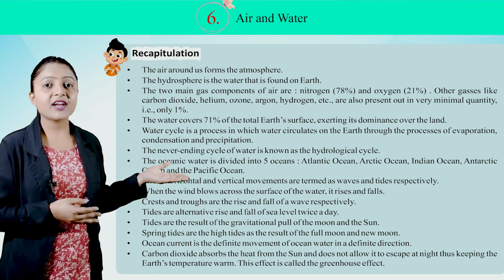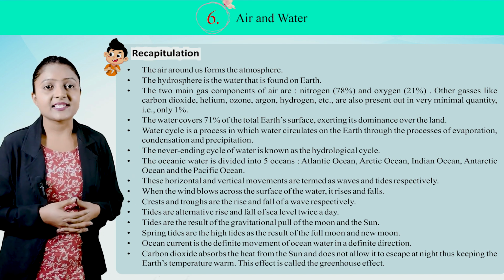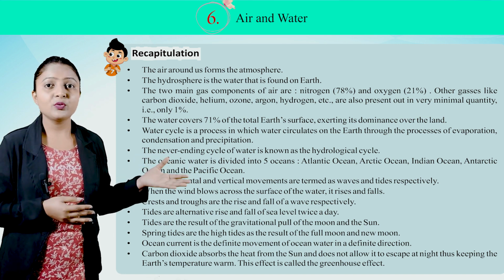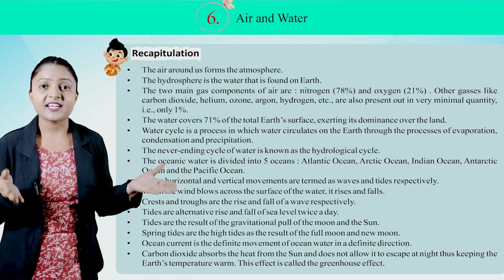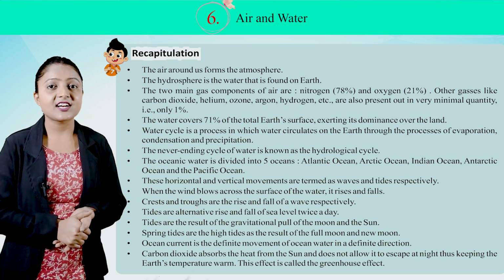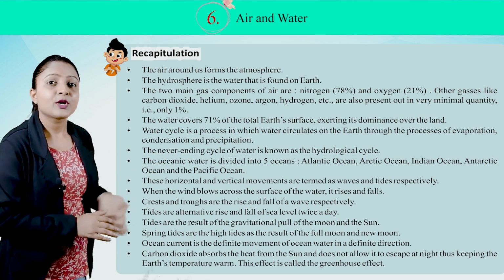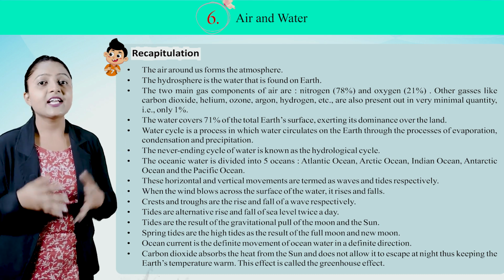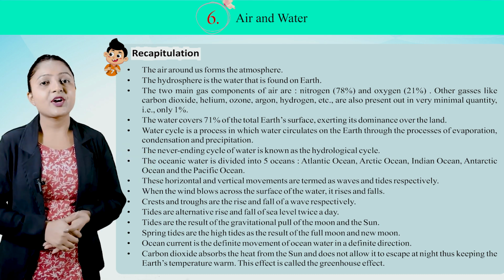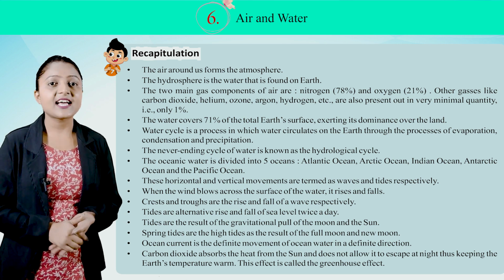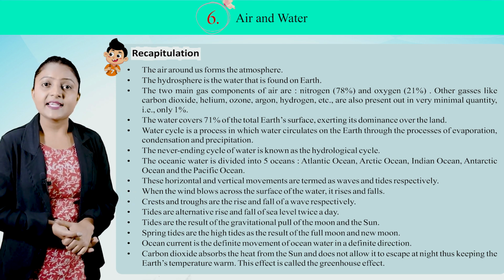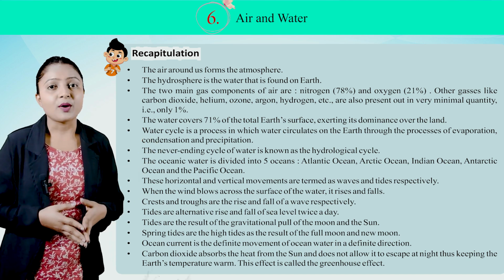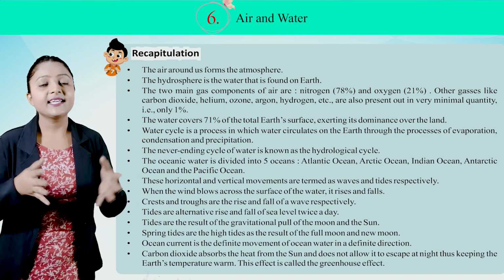Tides are alternate rise and fall of sea level twice a day. Tides are the result of the gravitational pull of the moon and the sun. Spring tides are the high tides as the result of the full moon and new moon. Ocean currents is the definite movement of ocean water in a definite direction. Carbon dioxide absorbs the heat from the sun and does not allow it to escape at night, thus keeping the Earth's temperature warm. This effect is called the greenhouse effect.